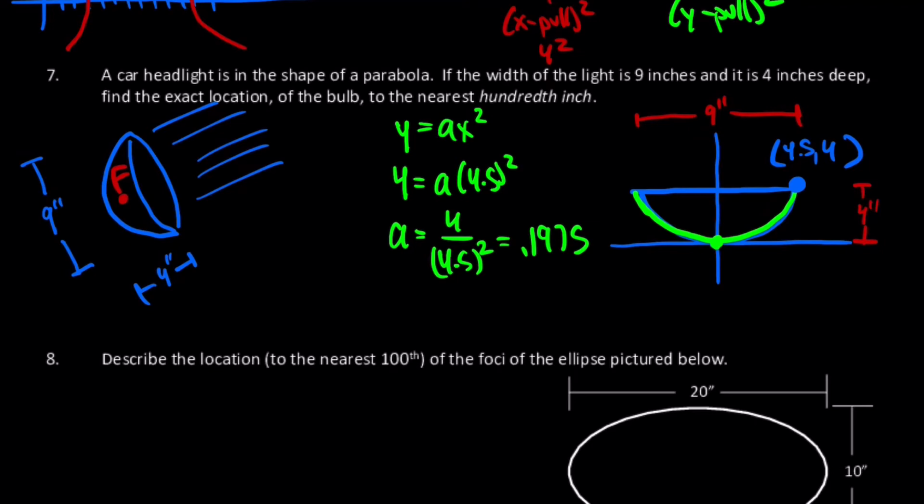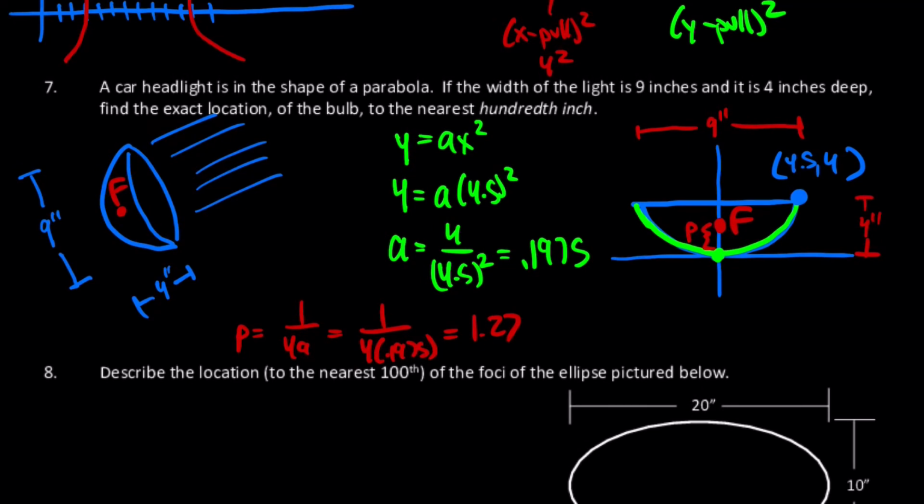Well, remember, the bulb is going to be at the focus. The distance from the focus to the vertex is what we call P, and then we had this formula, P equals 1 over 4A. So now I can calculate this. 1 over 4 times 0.1975, that's 1.27. So remember what that 1.27 represents. It represents the distance from the focus to the vertex. So that distance right there is 1.27 inches. The distance from the back of the headlight to the focus is 1.27 inches.